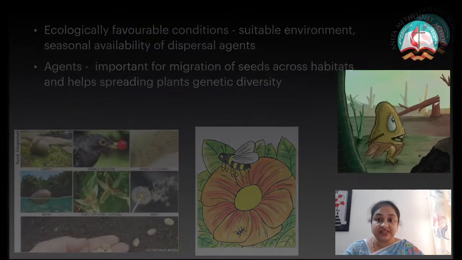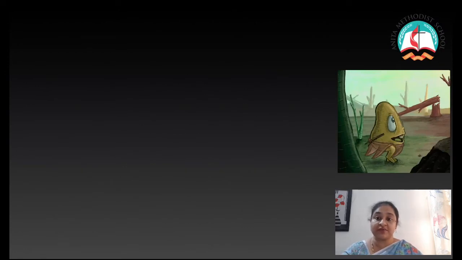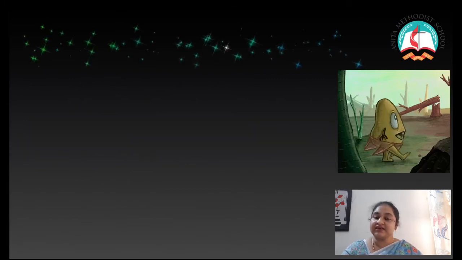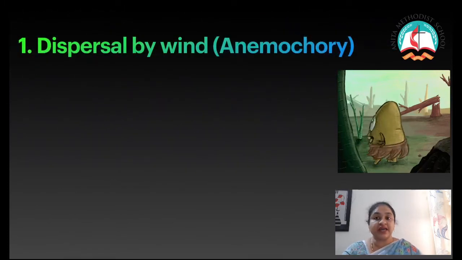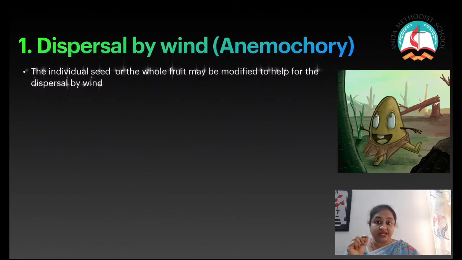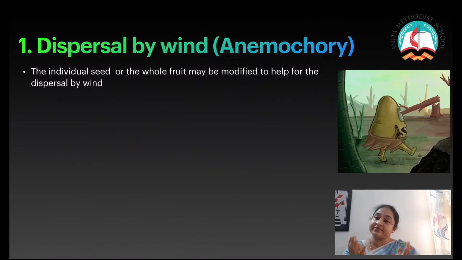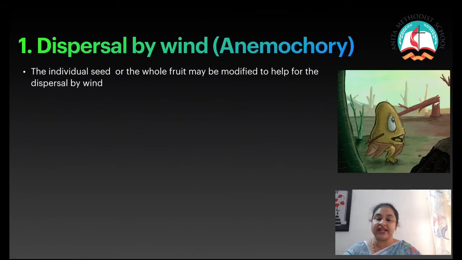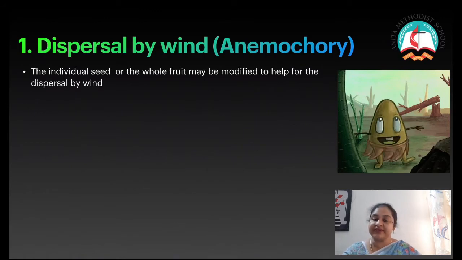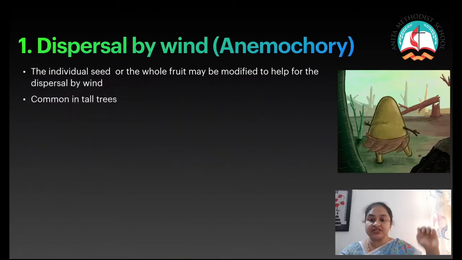Understand that the dispersal of seed is very important, and there are different ways in which the seed is being dispersed. In that, the first type is the dispersal by wind, which is also called anemochory. And in anemochory, the individual seed or sometimes even the whole fruit has to be modified to help the dispersal by wind, and this happens commonly in tall trees.